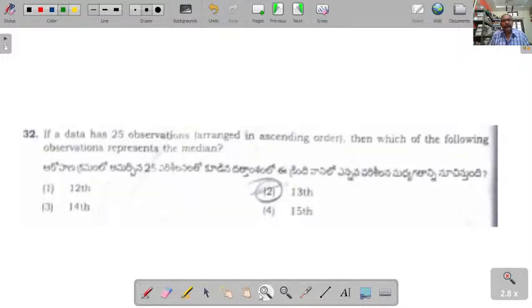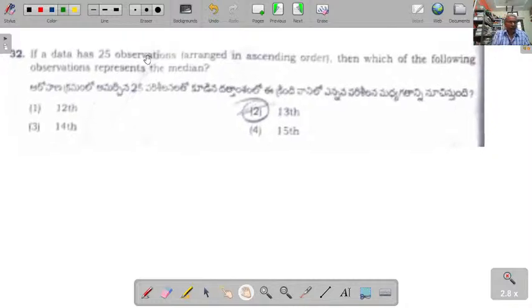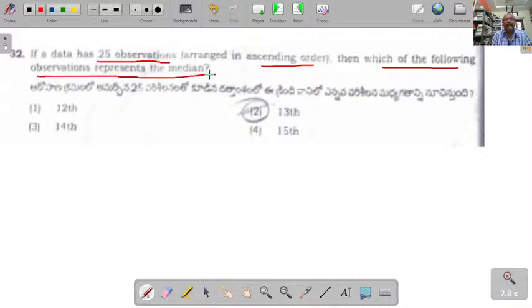So let us write. Let me read the question. If a data has 25 observations arranged in ascending order, then which of the following observations represents the median? So what is the median? Median is a positional measure. The positional measure is called the median. Median is also called the middlemost value in the given observations.